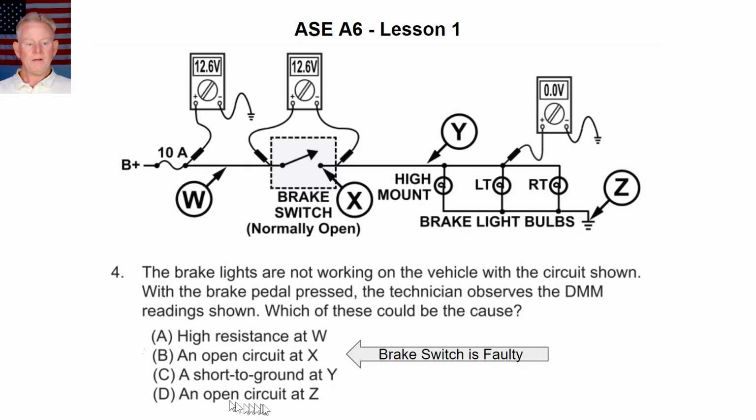And then an open at circuit Z. Why is that not right? If there was no ground here, meaning this is just open, then how would this meter be reading 12.6 volts? Because the negative lead of this voltmeter is hooked to this wire, and if there's no path to ground, then it would be reading 0 volts on the meter. That's why we got to answer B as the correct one. The brake switch is faulty.